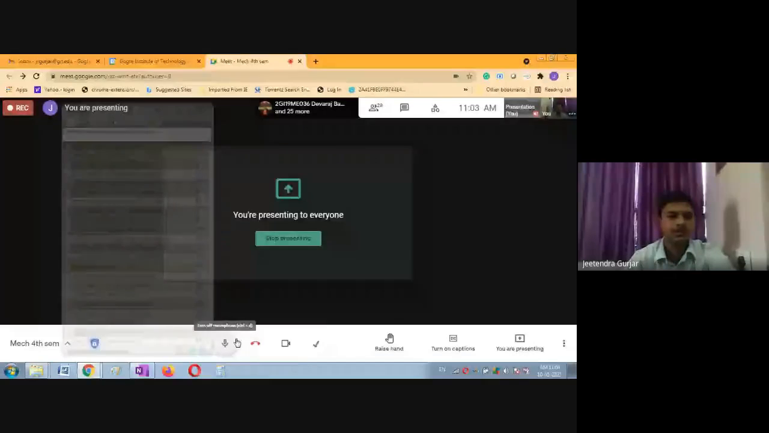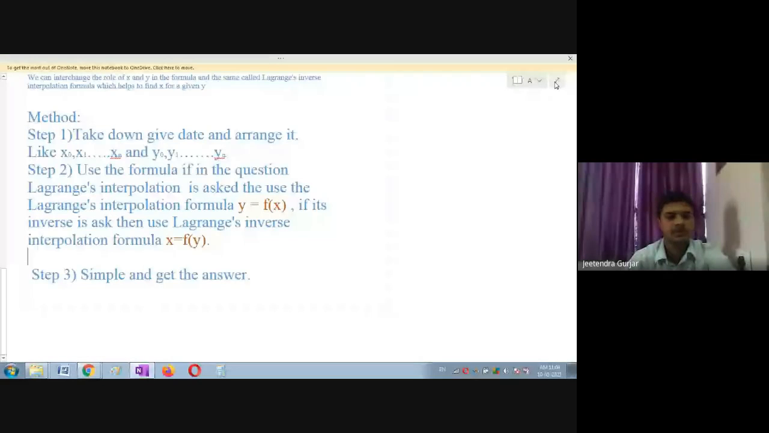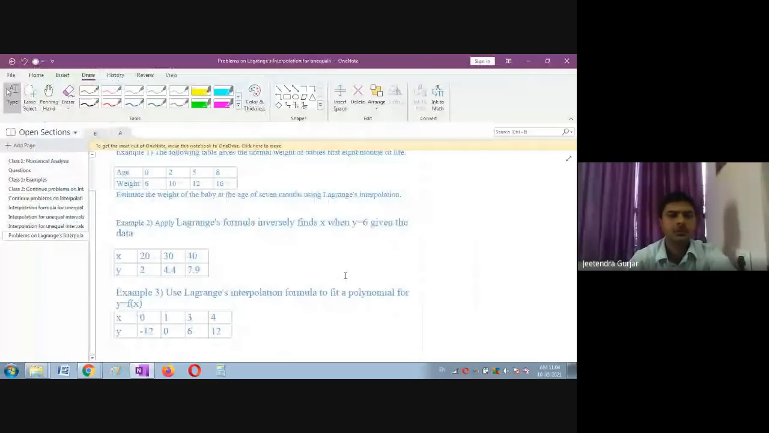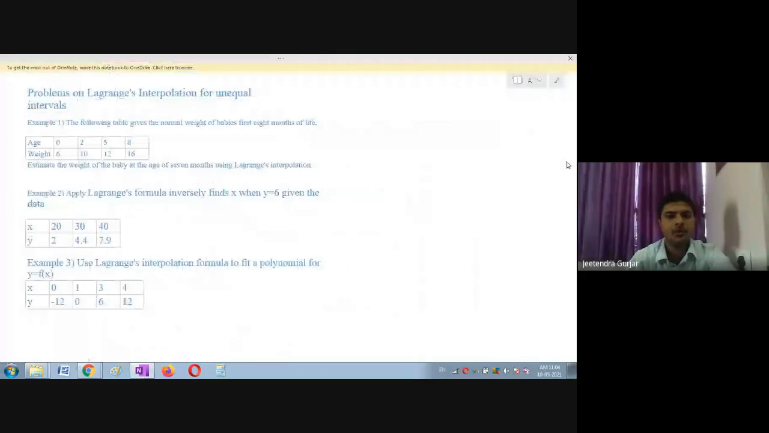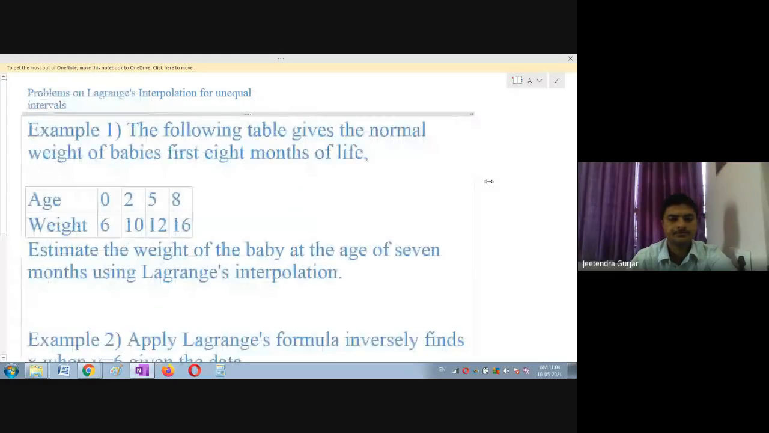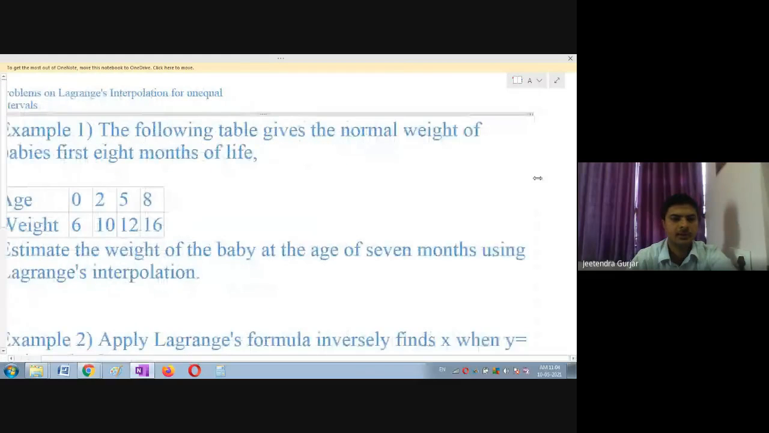Fine. So now we will go with our simple examples. After knowing the formulas, we will move to the problems on Lagrange's interpolation for unequal intervals, students. So we are going to solve these examples and see how we are going to arrange this and estimate. Here we have the examples. So we will solve this one by one.